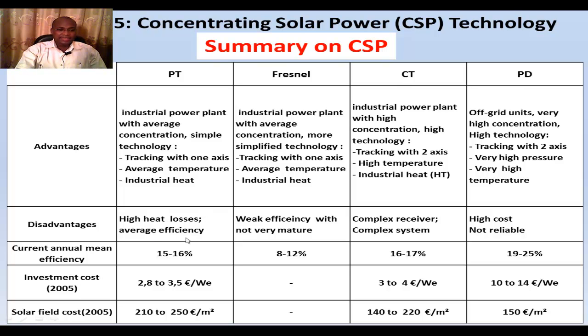As I said, we have average efficiency here, but here we have a complex receiver and complex system, you see. And also, if we compare this central tower to the parabolic dish, you can see that this is costing more than the central tower, and it's not reliable. Okay, so it's some specific points of the advantages and disadvantages of these CSP technologies.